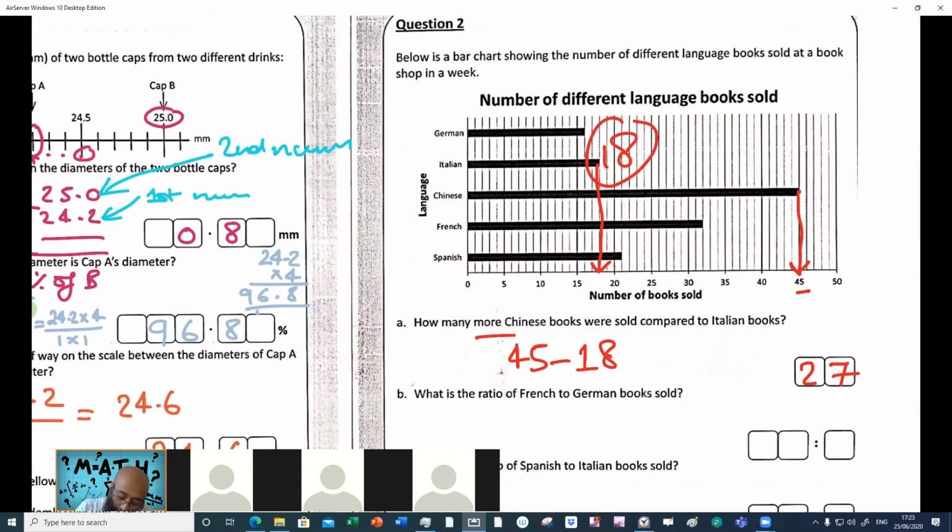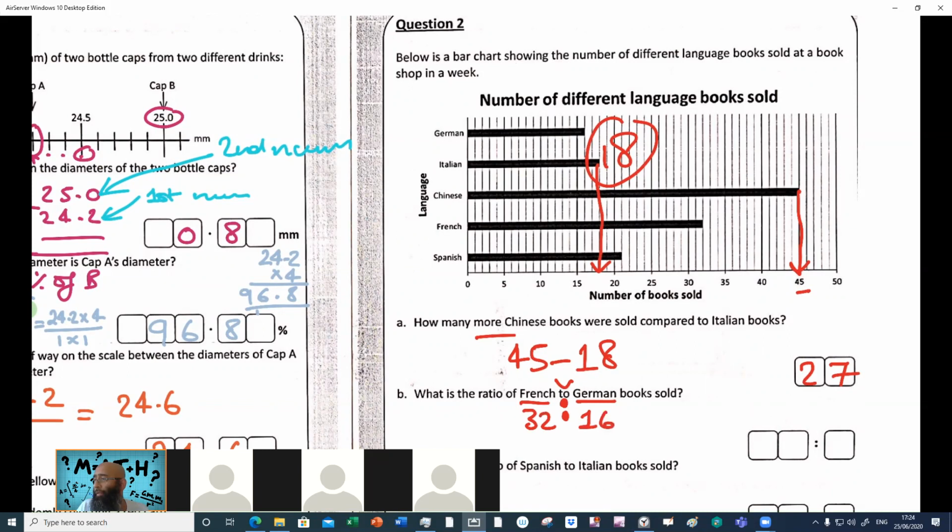Okay, so ratio of something. It says French to German. Go put the dots where the 2 is. We put French on this side, German on that side, exactly in the right place. Good. Okay, so how many French books do we have? There were 32. And how many German books do we have? There were 16.